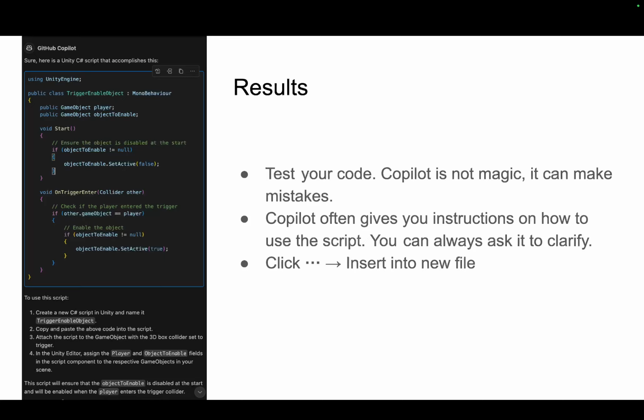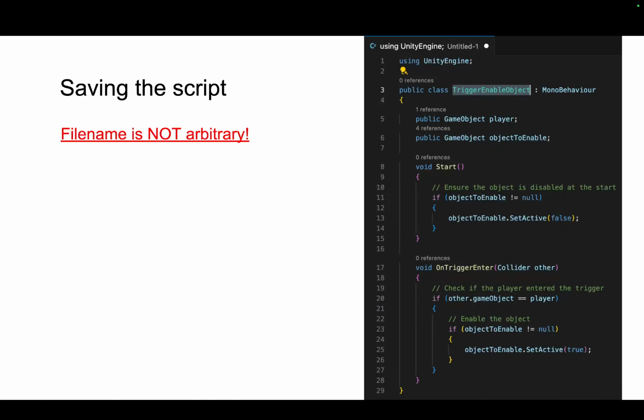So what we want to do is click these three dots up here, and it's going to open up a menu, and there you can just click insert into new file, which is going to bring you into a new little tab in your editor. And next you have to save the script, obviously, to get it into Unity. And it's very important that the file name is not arbitrary.